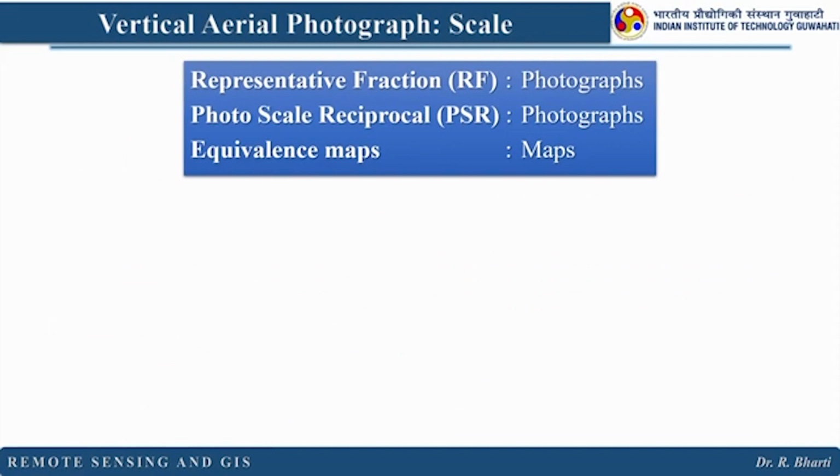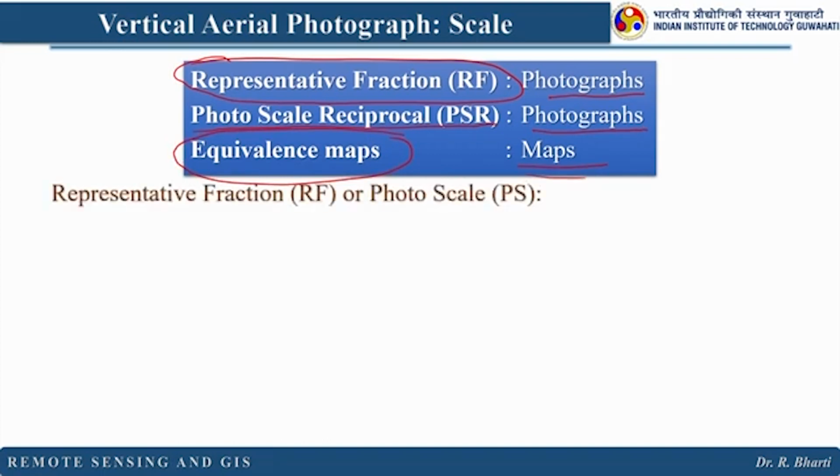So let us see, there are a few terms which you need to understand. First one is representative fraction, RF. From now onwards I will call it RF. That is for the photographs. Then photo scale reciprocal, that is also for a photograph, and equivalence, that is for the map. Now let us see one by one what they exactly mean and how we calculate them.